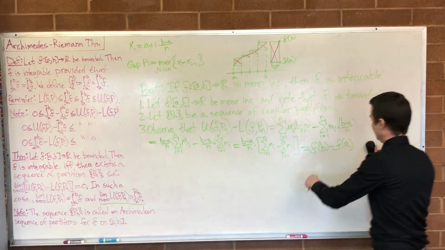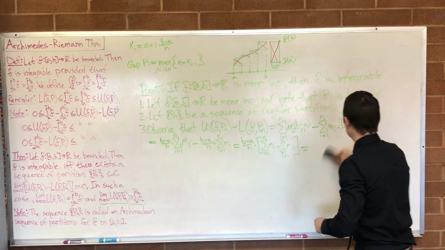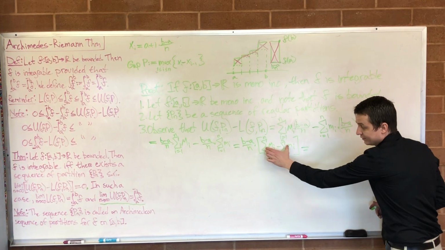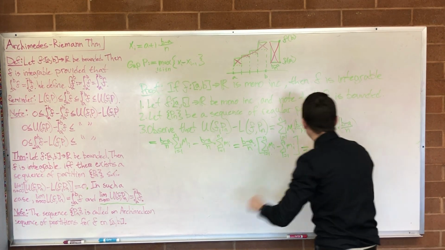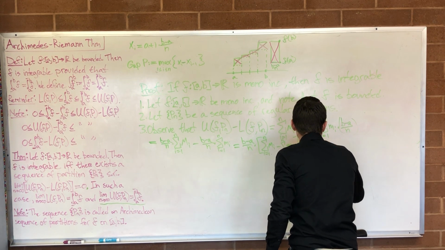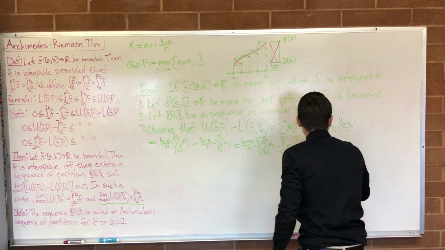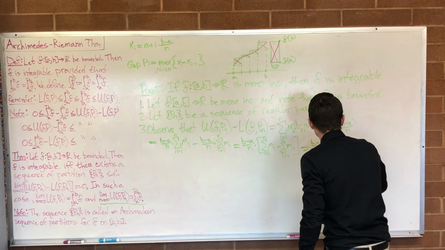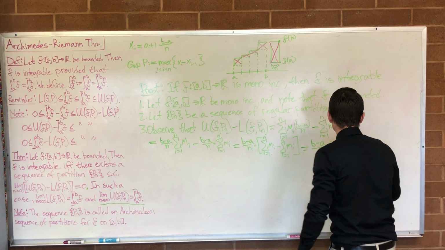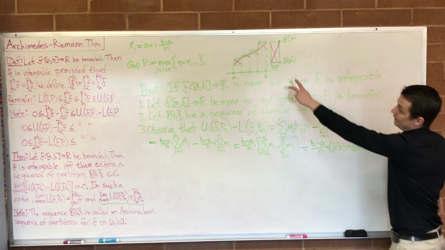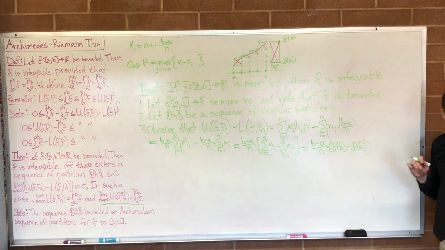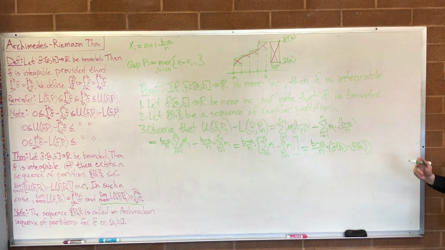Oh, I forgot to put my b minus a here, sorry. We know this difference is f of b minus f of a, but we still have it multiplied by this. So I have b minus a over n times f of b minus f of a, which you'll notice is the exact same thing as the area of that big rectangle there. That is the difference between the upper and lower Darboux sum.